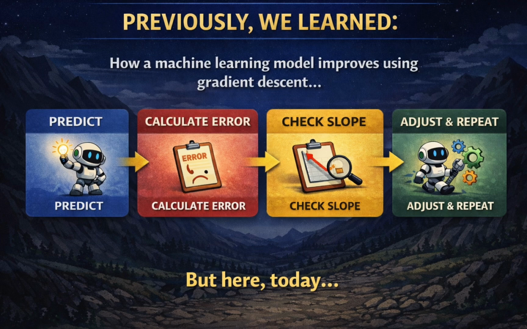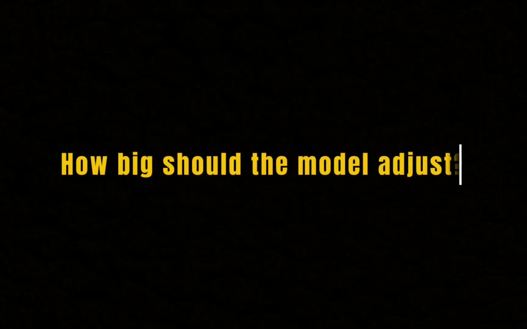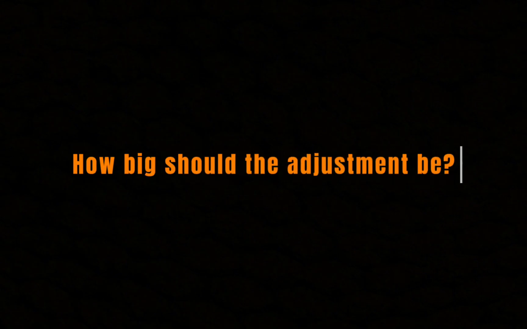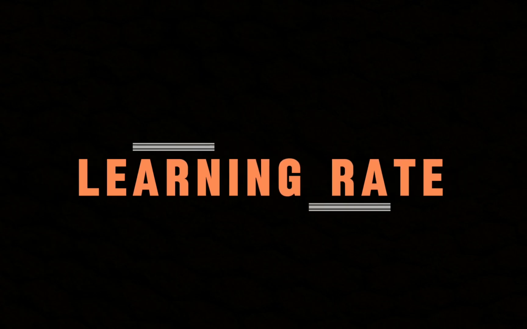In the last video, we learned how a machine learning model improves using gradient descent. It makes a prediction, calculates the error, checks the slope, adjusts, and repeats. But here's the real question: how big should the model adjust? How big should the adjustment be? Should the model take a huge jump, or just teeny little bitty steps? That's right. It is called the learning rate, all right?